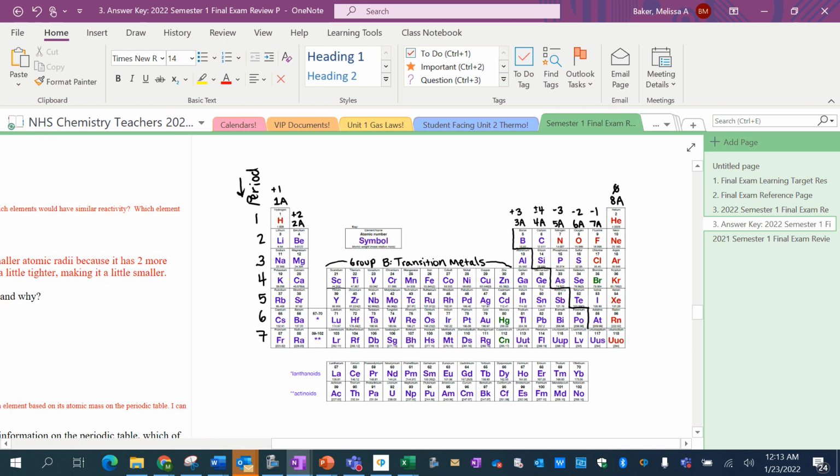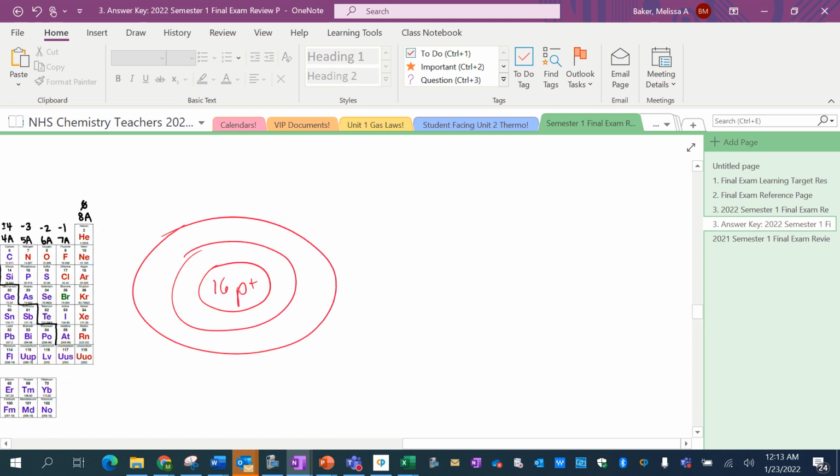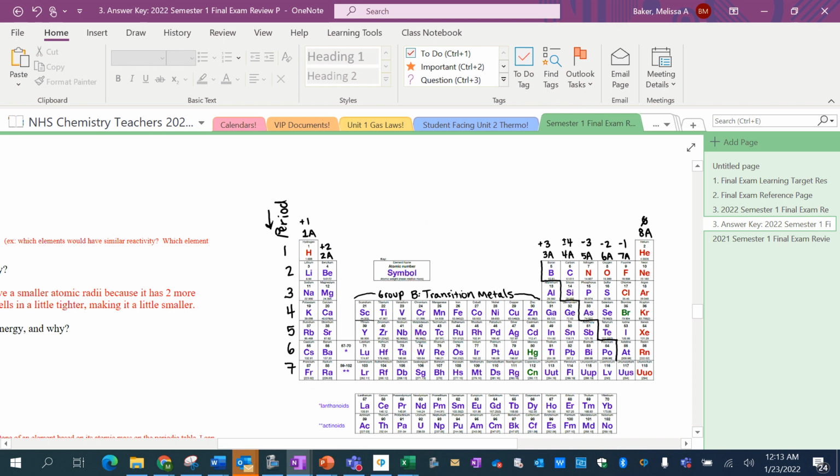So if I were to draw a picture of this off to the side, sulfur has 16 positive protons, 3 shells of electrons. Argon has 18 positive protons, also 3 shells of electrons, but notice I'm drawing them a little tighter because those positives, since there's 2 more, they're pulling in those shells a little bit closer.